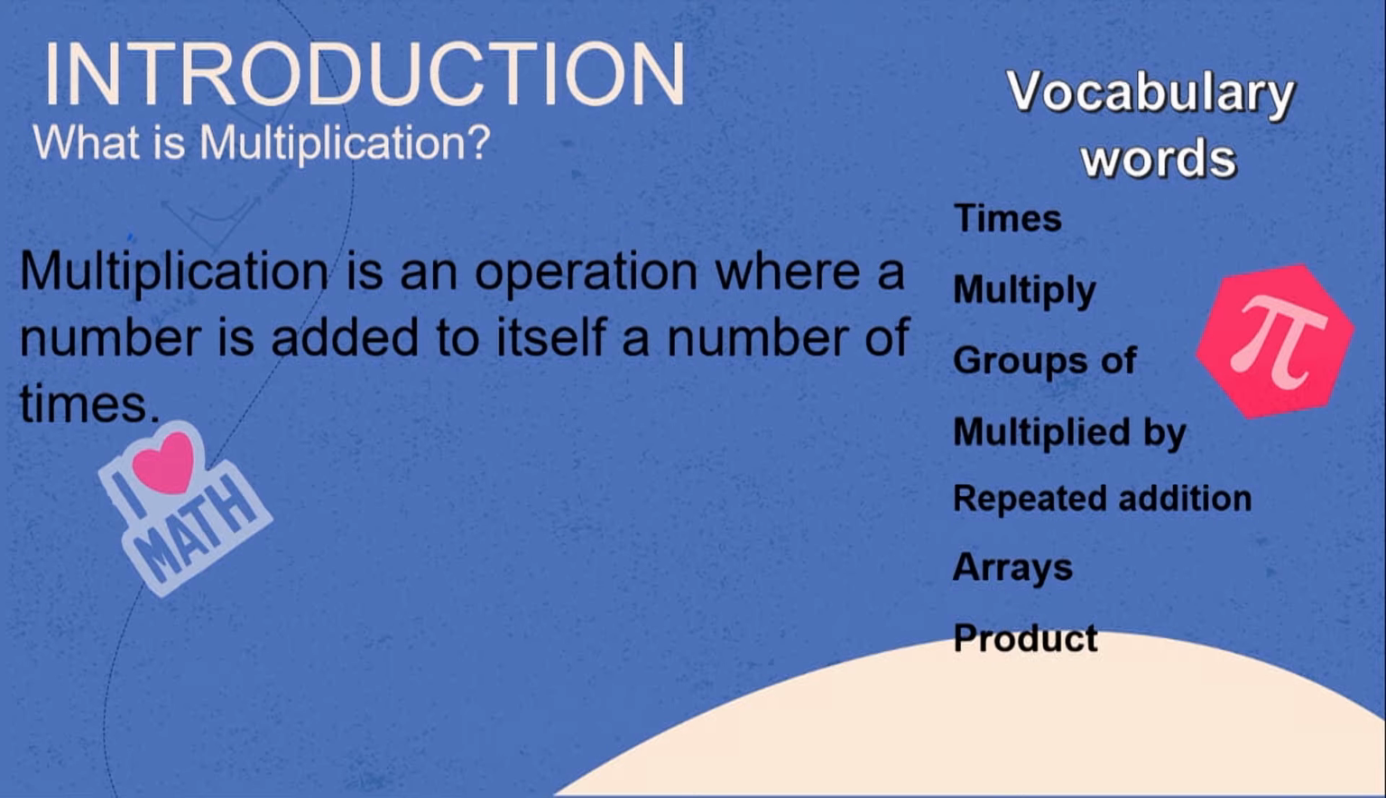Now let's look at a definition of multiplication. Multiplication is an operation where a number is added to itself a number of times. Now read that for me. Good. Do you understand it? Try restating it now in your own words. What does that mean to you? In your mind, when you think about multiplication, what do you tell yourself?